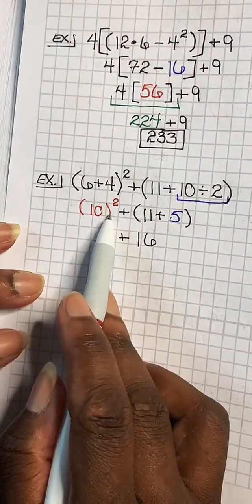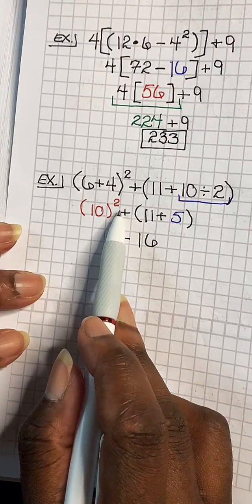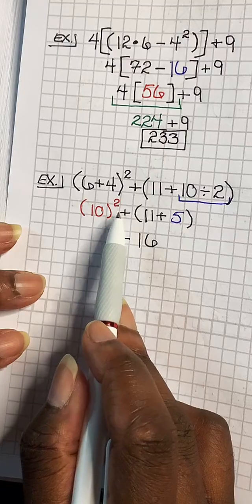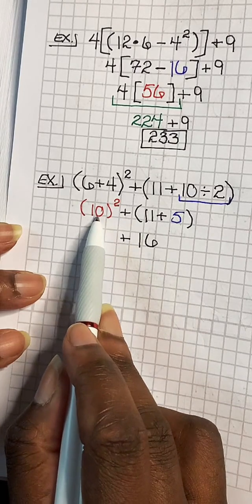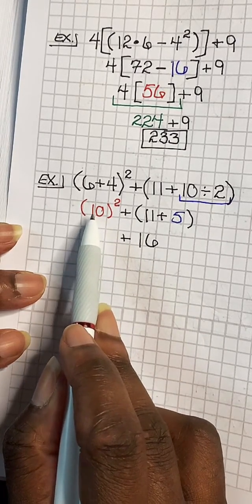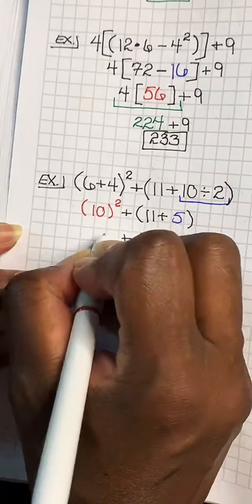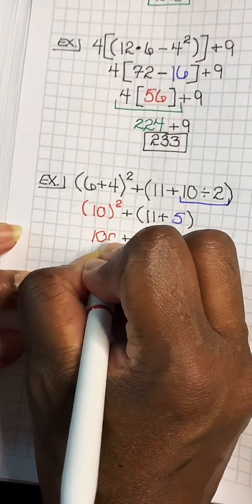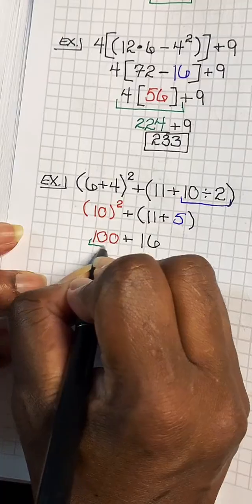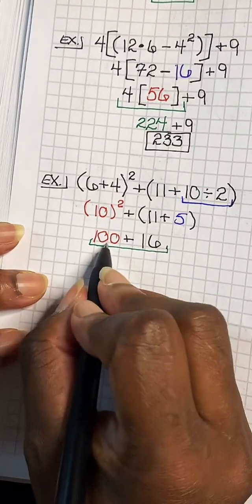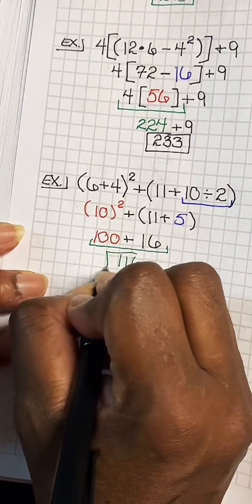Now we're going to talk about this exponent. So 10 to the second power. It is not 12. It is not 20. It is 10 times 10. This exponent is telling this base, hey, you need to multiply with yourself. So 10 times 10, that gives us 100. Now, all we have is our addition. So 100 plus 16 gives us our 116.